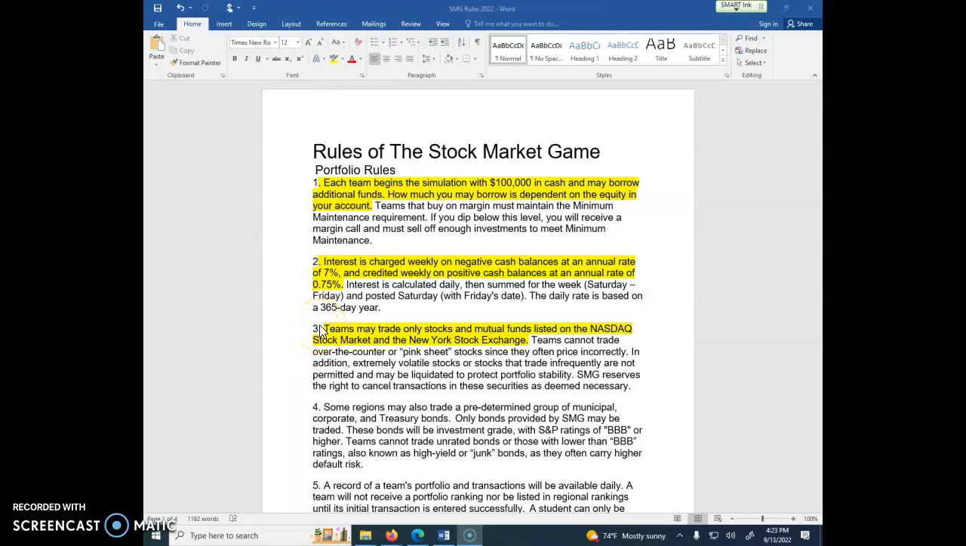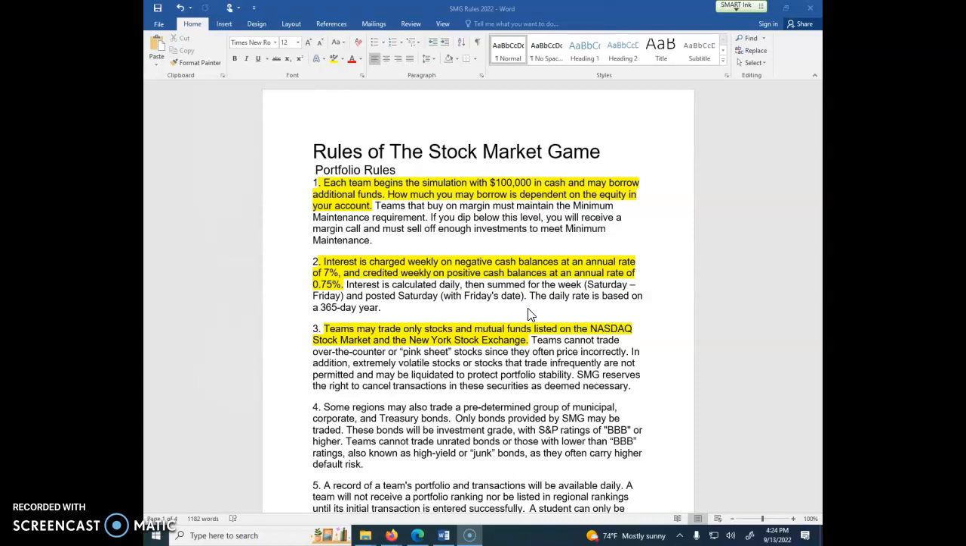Rule number 3, teams may only buy stocks that trade on NASDAQ or the New York Stock Exchange. We've talked about that. So you may try at some point to buy a stock and you have what looks like a legitimate ticker. But for whatever reason, the game might come back and say you cannot execute this trade or this transaction. And we may do some investigating, and then we will find out that that particular stock does not trade on NASDAQ or the New York Stock Exchange.